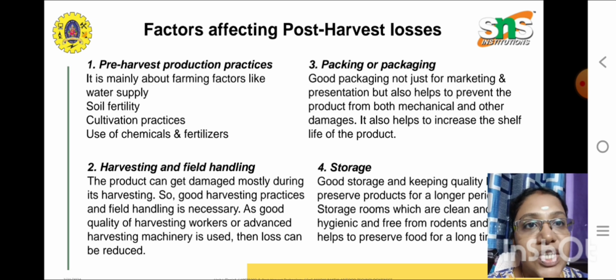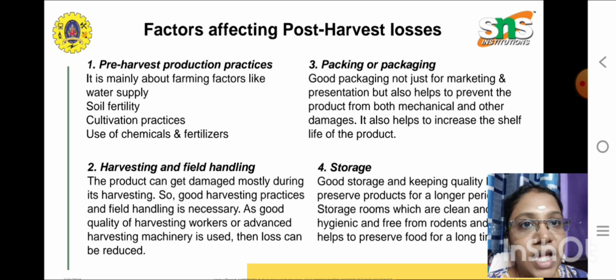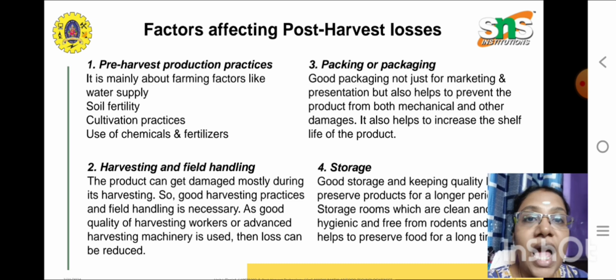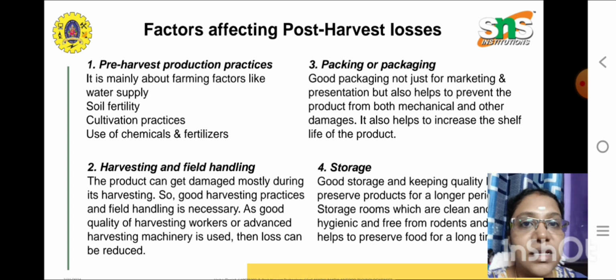That plays a major role. So we have to look into the farming factors like the water supply for the growth of the crop, obviously the fertility of the soil, the practice of cultivation that we adopt, and the use of a few chemicals and fertilizers to raise the particular crop.